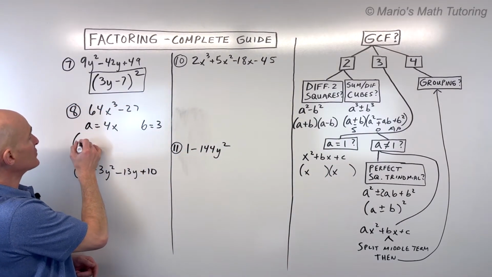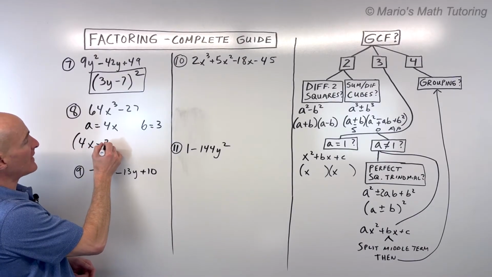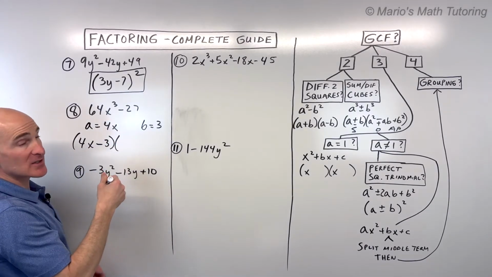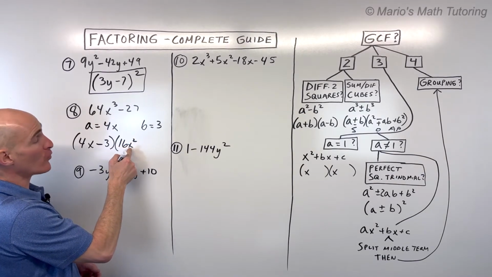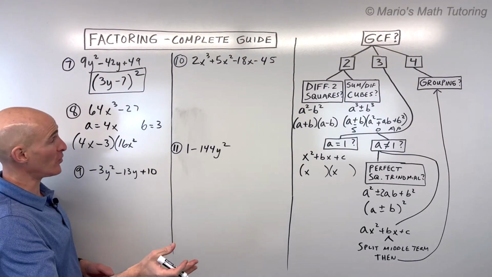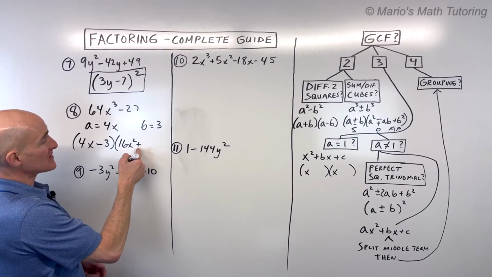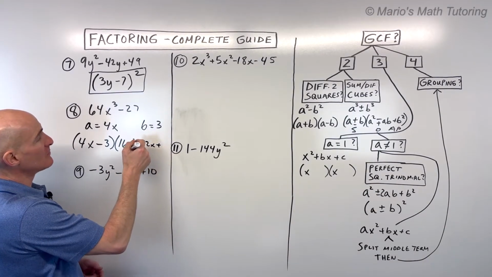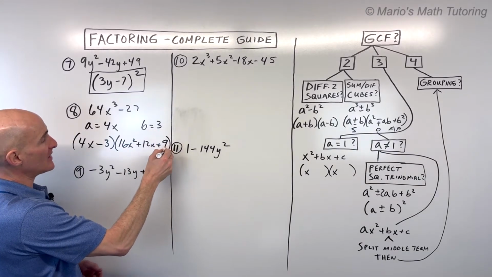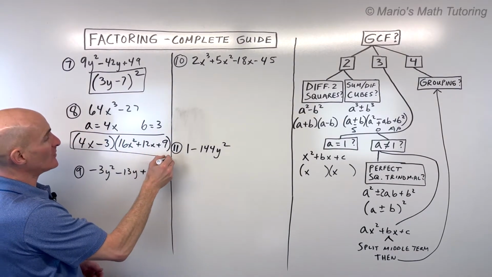So if we go ahead and substitute now, we're going to get 4x minus 3, times 4x, the quantity squared, which is 16x squared. Sometimes students just write 4x squared, but it's 4x times 4x. Plus, because it's the opposite, a times b, that's 12x, plus b squared, 3 times 3 is 9. That's as far as we can factor that one.